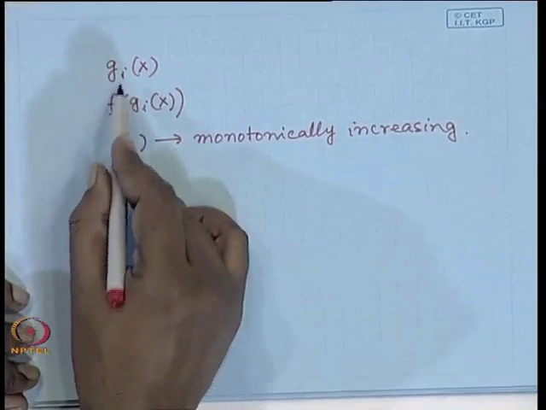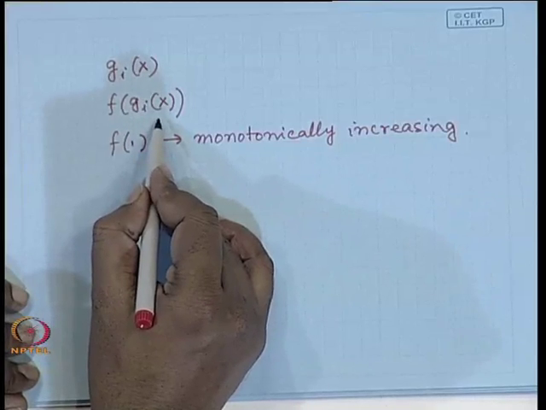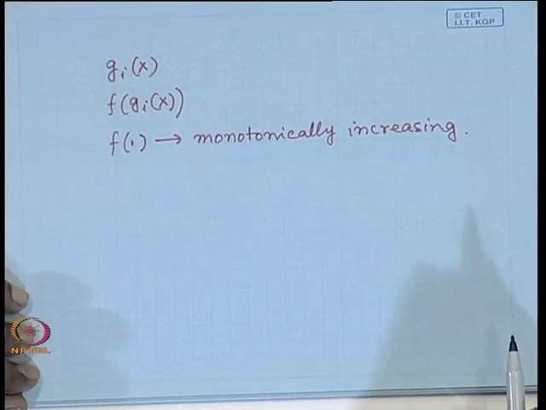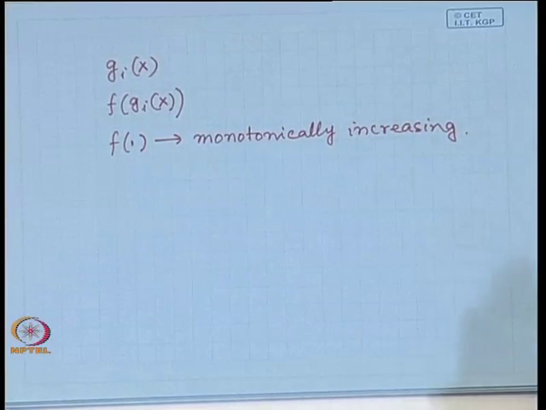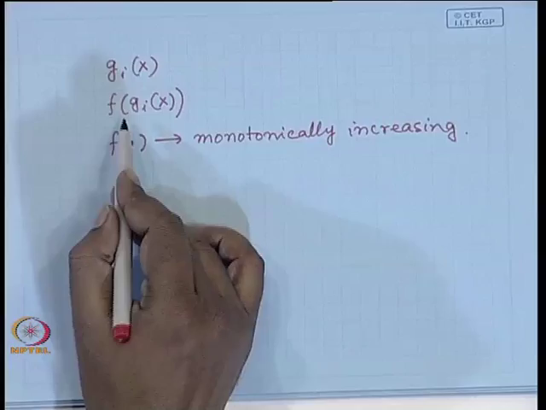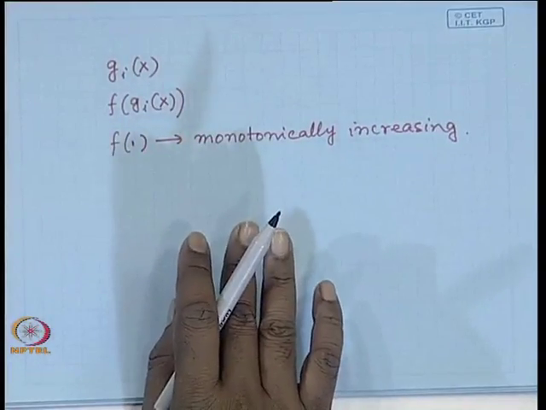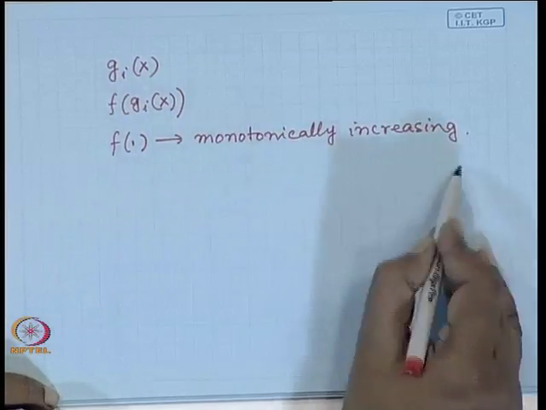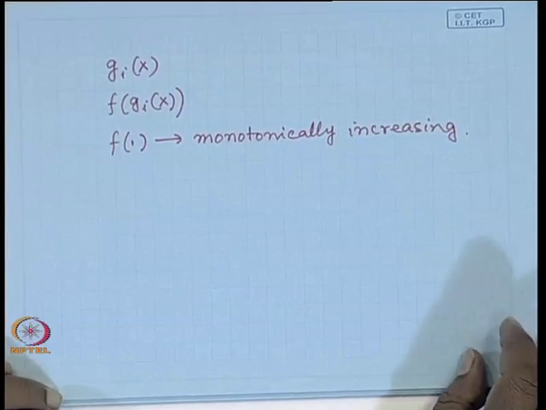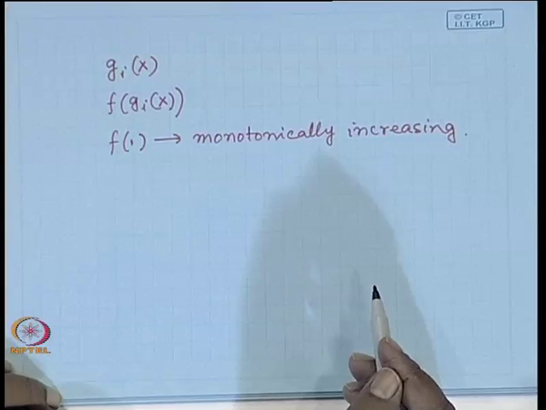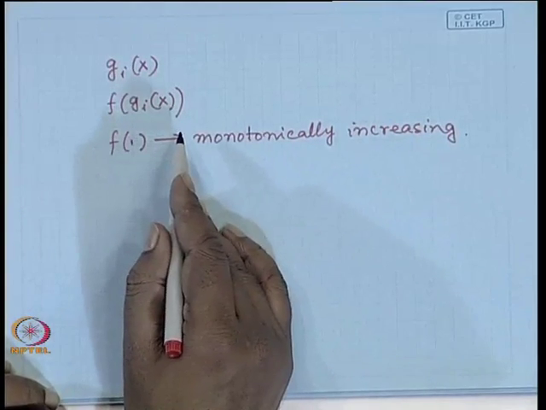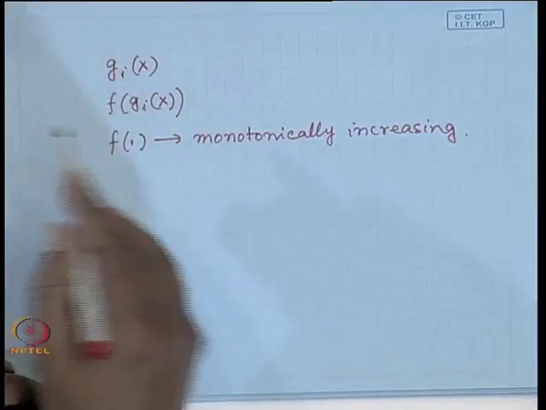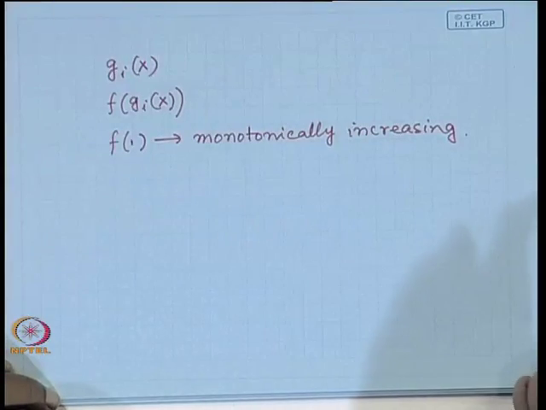Then also this f of g_i(x) will serve the same purpose as g_i(x), because it is monotonically increasing. So, for whichever i g_i(x) is maximum, for the same i f of g_i(x) will also be maximum, because the function f is monotonically increasing. So, if I can identify g_i(x), then any monotonically increasing function f of g_i(x) will also serve the same purpose as a discriminant function.